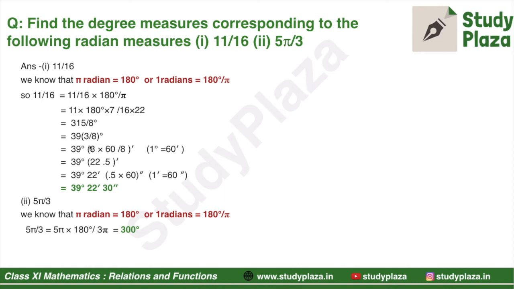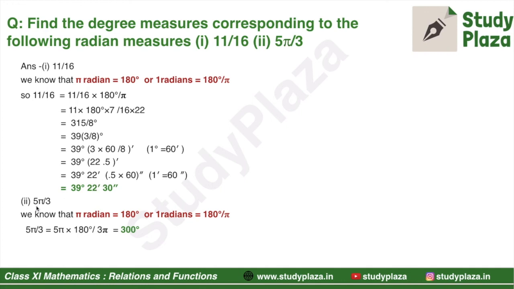Now 3 by 8 is a fraction, so we'll change this part into minutes by multiplying it with 60. So we'll get 22.5. So answer is 39 degree 22 minutes. Now 0.5 minute will change into seconds by multiplying by 60. So we get the answer 39 degree 22 minutes and 30 seconds.